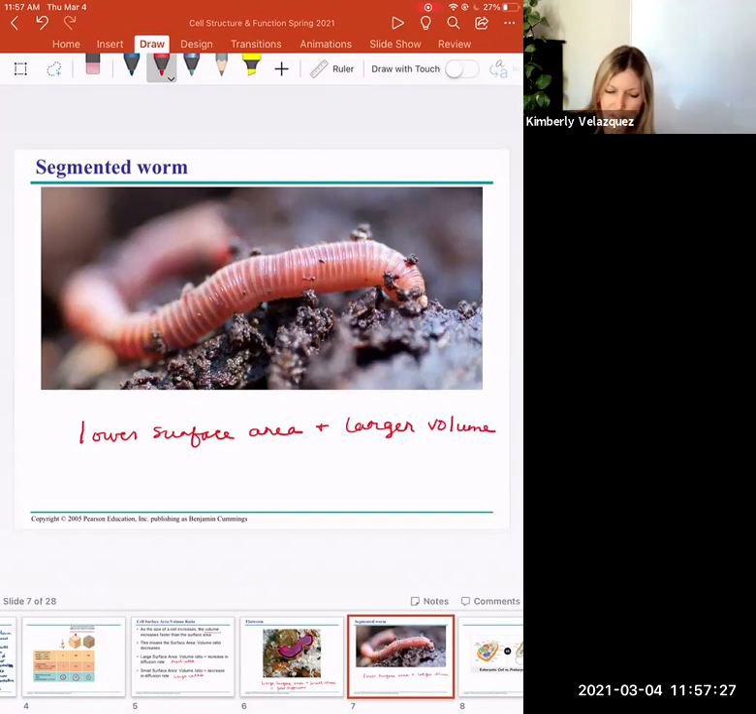The only way this worm can achieve that is because it has a complex vascular system to move materials around. It's not just relying on simple diffusion. So that's another strategy that organisms used as they became more complex and started specializing different regions of their body: to have a vascular system to move waste products around, move gases, nutrients, hormones, whatever needs to move through the bloodstream.